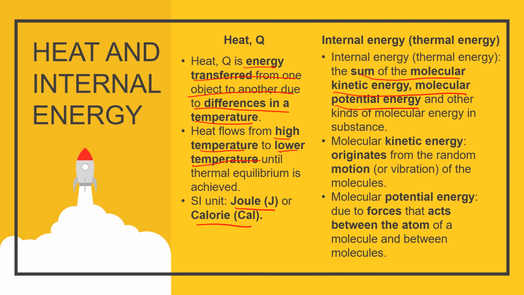So internal energy juga kita kenali sebagai U. So U ni dia termasuk, dia ada kinetic energy, dia ada juga potential energy yang awak dah belajar sebelum ni. So molecular kinetic energy originates from the random motion. Sebab namanya kinetic kan, so that must be her motion. Kalau potential energy, dia disebabkan oleh force that act between the atoms of molecules and between molecules.